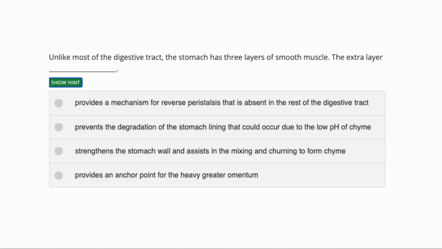Here's a practice question if you want to pause the video to read it. And I think the best answer here is that it strengthens the stomach wall and assists in mixing and churning food to form chyme.